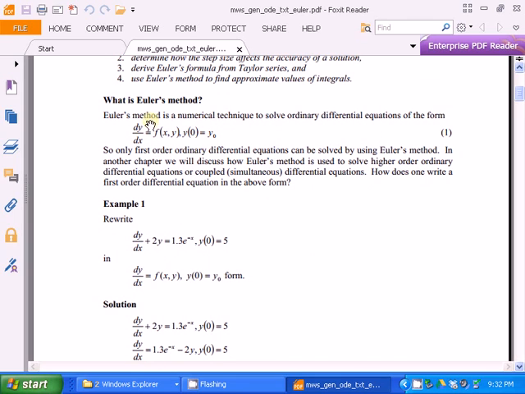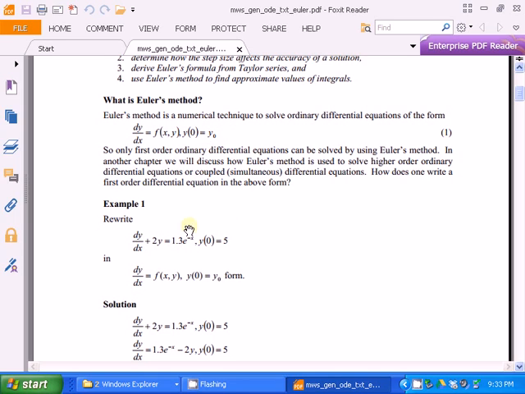So you can use Euler's method when the differential equation has this form: the derivative of y as a function of x is equal to some given function of x and y, where y when x equals 0 is a specified value. We have some examples here.